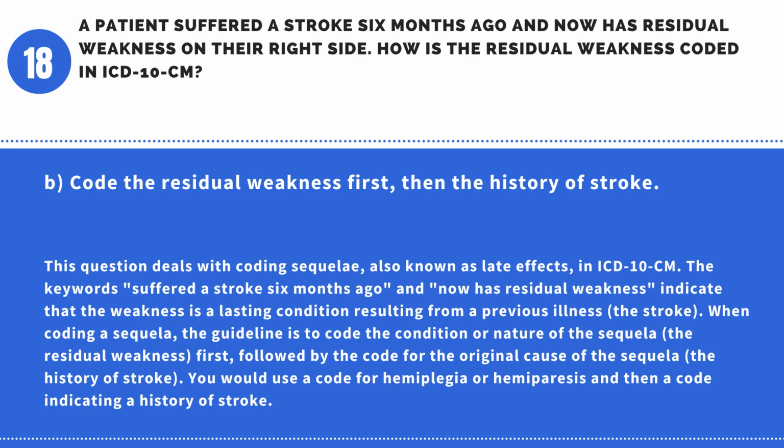Answer: B. Code the residual weakness first, then the history of stroke. This question deals with coding sequelae, also known as late effects, in ICD-10-CM. The keywords "suffered a stroke 6 months ago" and "now has residual weakness" indicate that the weakness is a lasting condition resulting from a previous illness, the stroke. When coding a sequela, the guideline is to code the condition or nature of the sequela, the residual weakness, first, followed by the code for the original cause of the sequela, the history of stroke. You would use a code for hemiplegia or hemiparesis and then a code indicating a history of stroke.